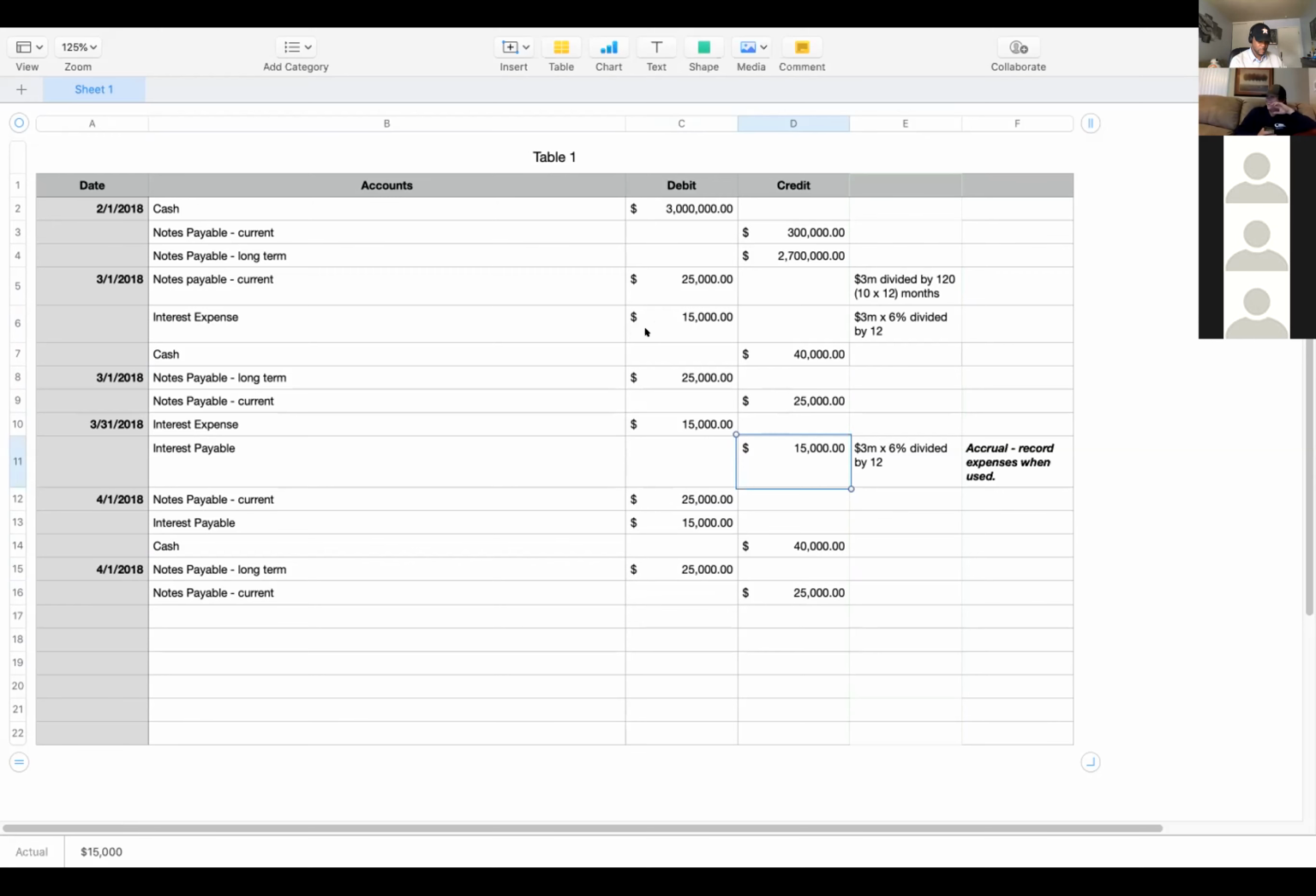Yeah, I don't know. The only time I understand the interest expense is when it lies on March 31st, because we're recording the expense when used at the end of every month. Yeah, I got that. I guess that's the same situation going on here. It's the end of that month, so we're recording that as an expense.